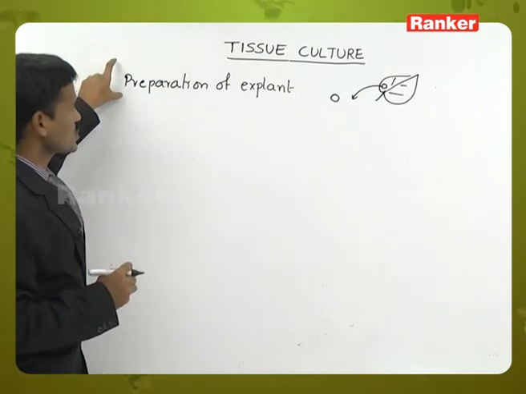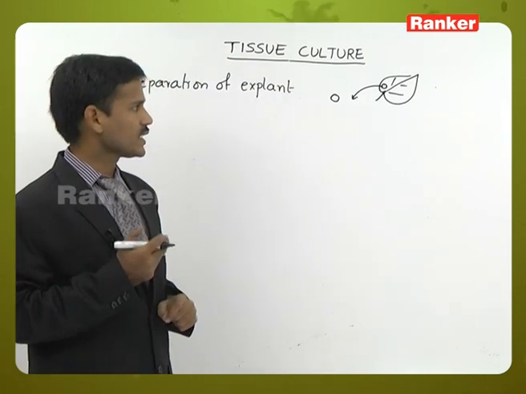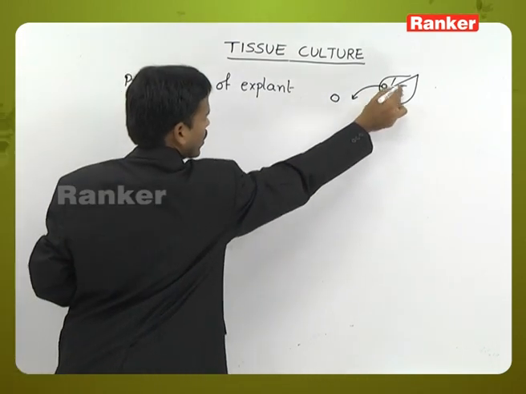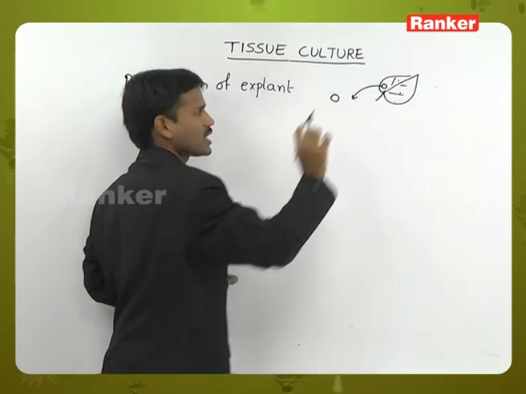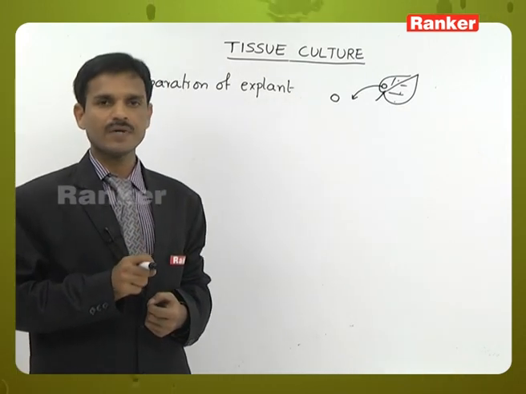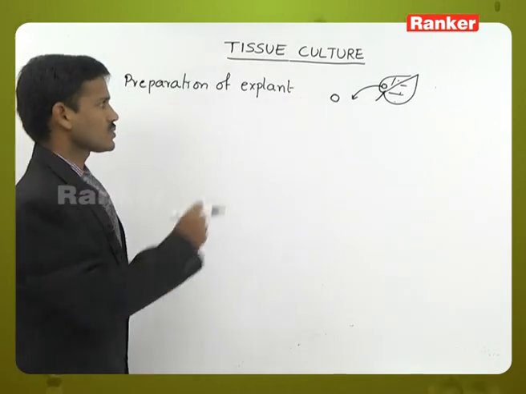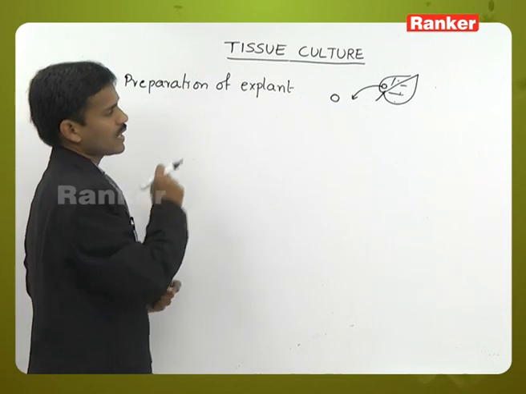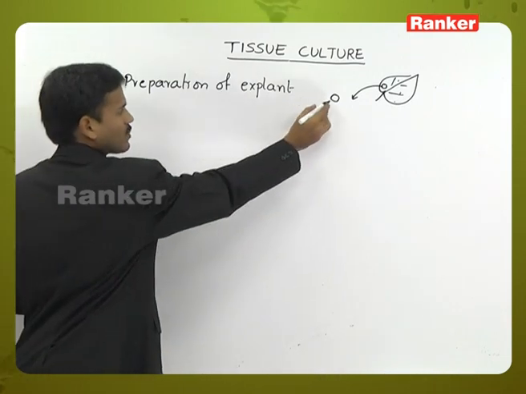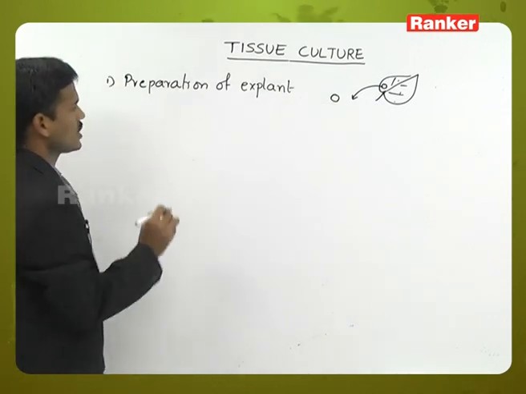So the preparation of explant is the first step. After the preparation of explant, it is sterilized. It has a number of microorganisms present on it. That is why, before culturing the explant on the medium, it is sterilized. The tissue is sterilized in alcohol. Otherwise, it would be completely spoiled by microorganisms on the medium. So this is the first step, preparation of explant.